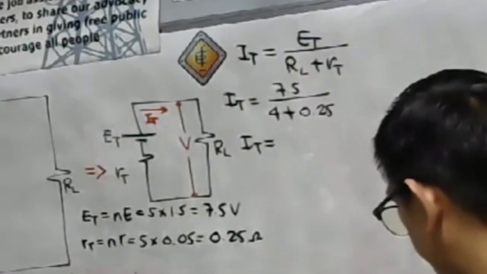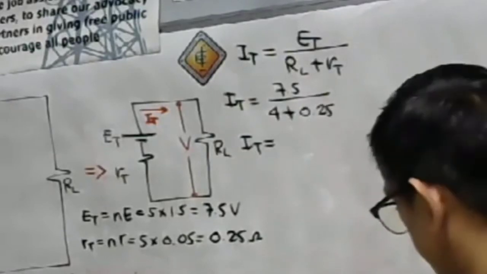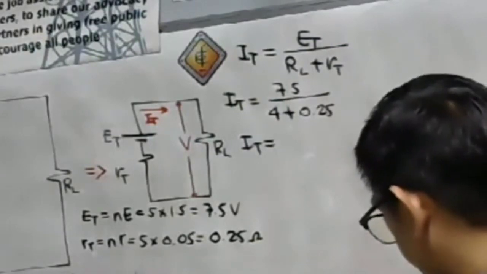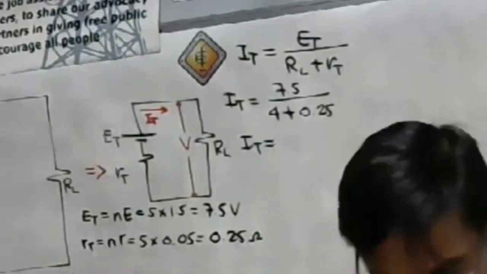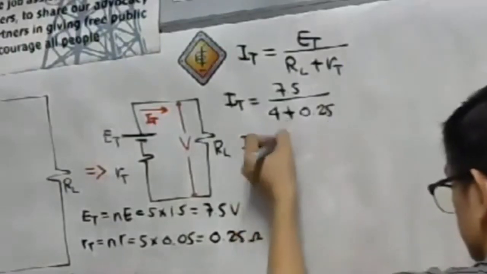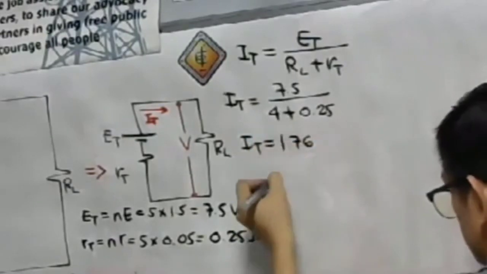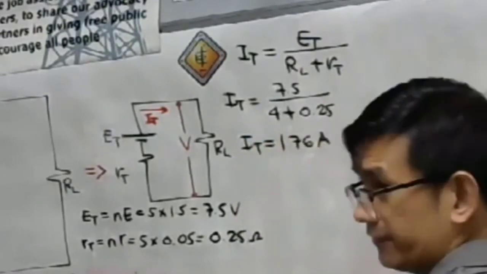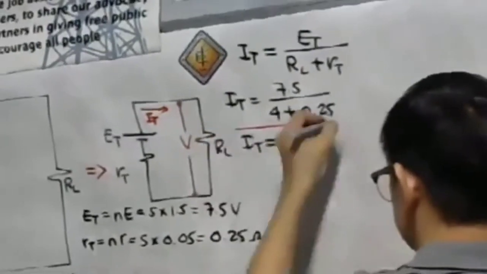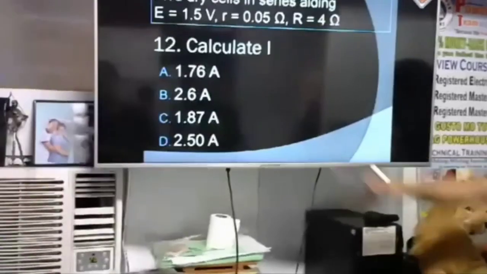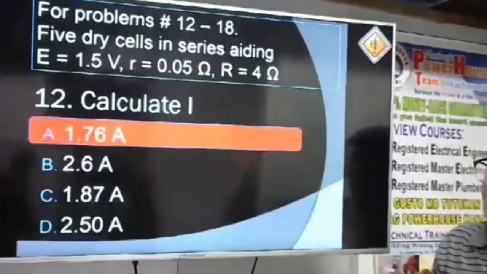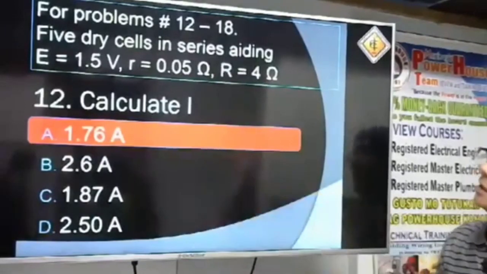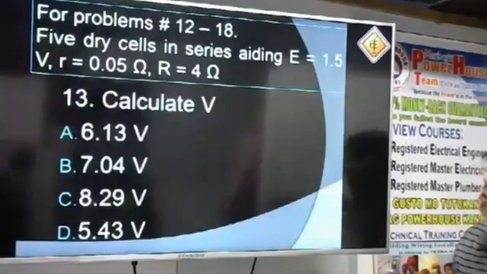We have 7.5 divided by 4 plus 0.25. So the answer will be 1.76 amperes. And the answer is letter A. Take a look here at our PowerPoint. Letter A. Let's solve number 13. These are follow-up questions.